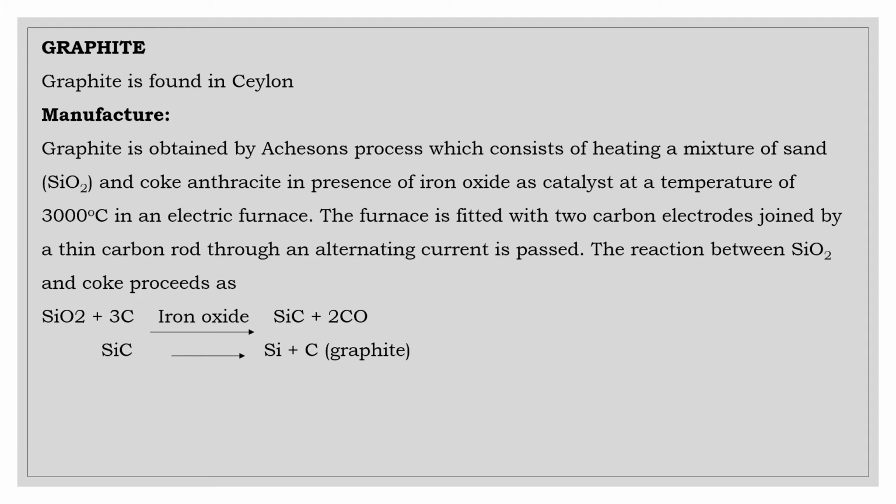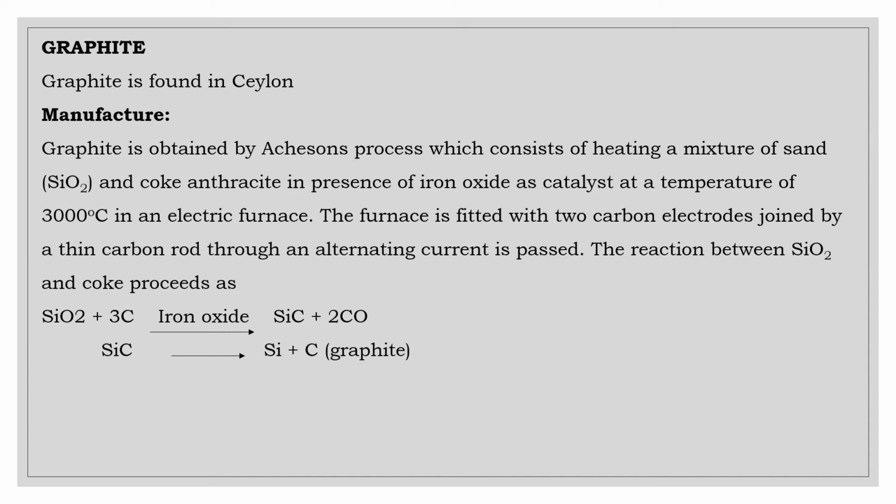Manufacture. It is obtained by the Acheson process, which consists of heating a mixture of sand, that is silica SiO2, and coke, mainly anthracite coke, in the presence of iron oxide as a catalyst, at a temperature of 3000 degrees centigrade in an electric furnace. The furnace is fitted with two carbon electrodes joined with a thin carbon rod through an alternating current.